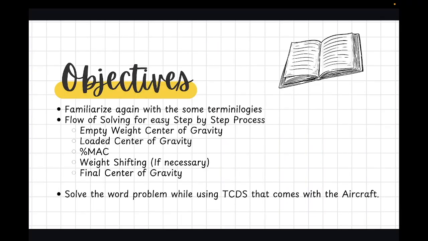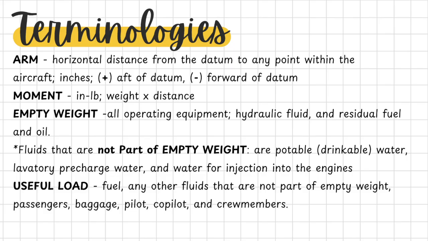documentation. Okay, so in this video, our objectives is to familiarize again with some of the terminologies, flow of solving for easy step-by-step process, and then solve the word problem given later while using the TCDS that comes with the aircraft. So, yung arm, ang unit nito is inches. Kapag positive yung arm, that is aft of datum. And pag negative, ito ay forward of datum.